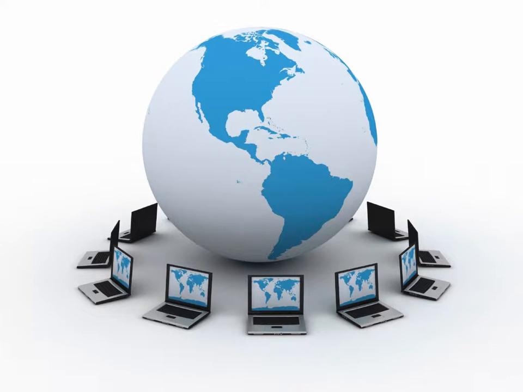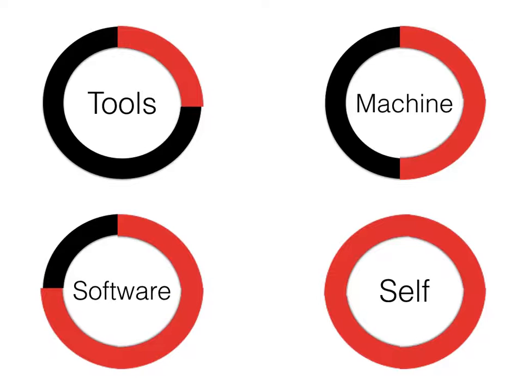Interface. A point where two things meet and interact with one another. An interface. The world is our interface. We are in an era where most things around us have an interface, including watches, cars, televisions, and cameras.